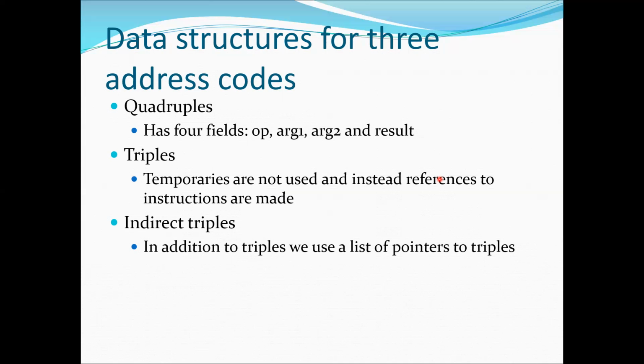The next one is going to be triples. Sometimes whatever we are storing as an intermediate result, it is not necessary for us to store it there. So to avoid the memory wastage, what we are going to use is triples. In these triples, there is no need of the temporary memories. Instead, we are using only the references of those instructions. So the next one is going to be indirect triples. In this, in addition to the triples, we are using pointers also here. For each and every triple statement, we are using a pointer statement.